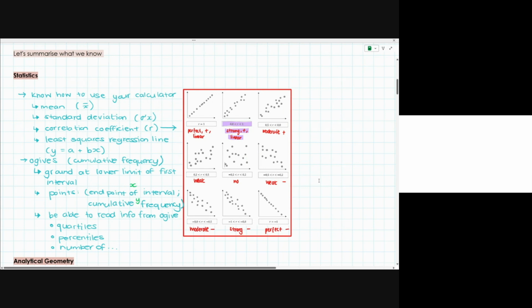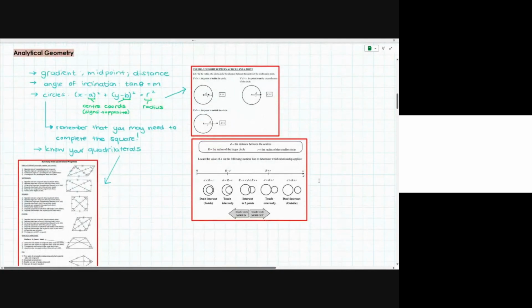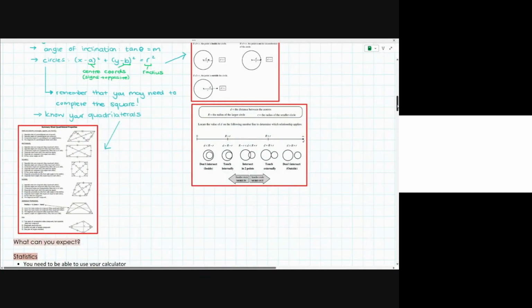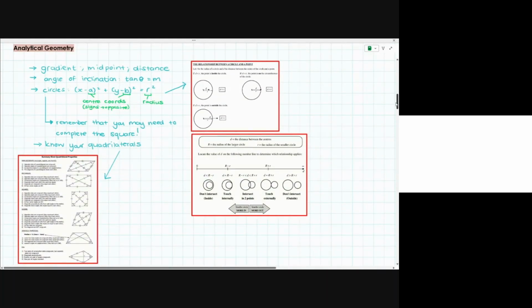And then, guys, in terms of analytical geometry, much like the sequences and series and the finance, it's application of formulas and understanding the properties of quads, all of which I'm going to show you in a second. I would really like to be able to get all of this in one shot, but we'll see how we go. In terms of your formulas: gradient, midpoint, distance, angle of inclination, circles. Those are your 5 formulas. All of them are on your formula sheet, so it's not something that you have to memorize.